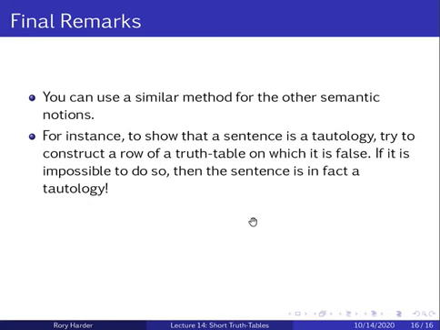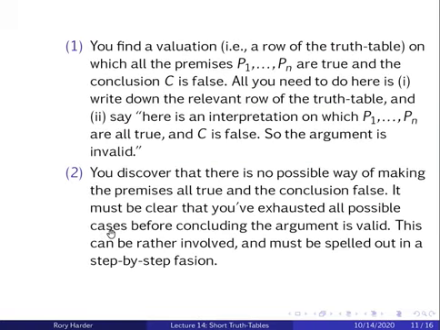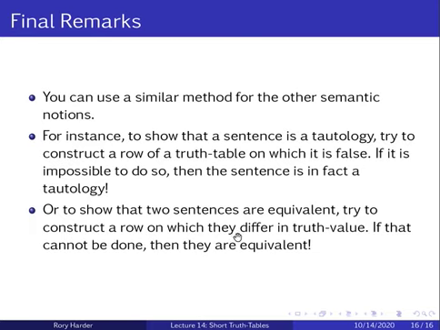And in order to apply this method, it goes back to something we mentioned in the overall short truth table method, which is that you have to exhaust all possible cases. What does that mean? Let's go back to thinking about how we can apply this method to show that two sentences are equivalent. Again, you try to construct a row in which they differ in truth value. But you have to note that there are two different ways in which two sentences can differ in truth value. The first sentence is true and the second sentence is false, or the first sentence is false and the second sentence is true.